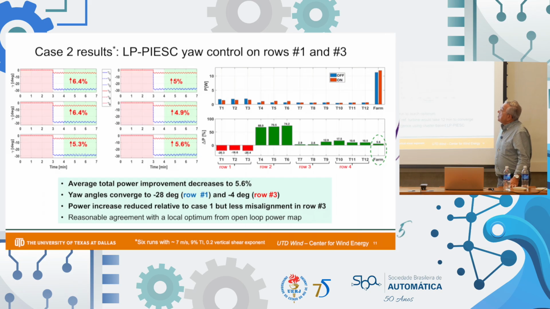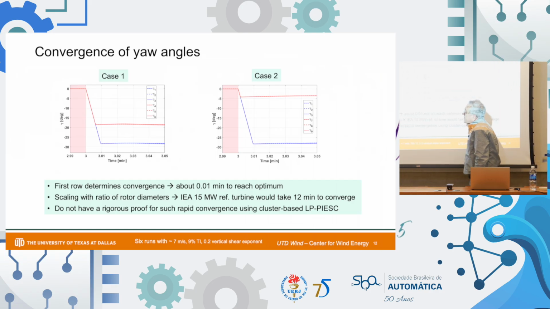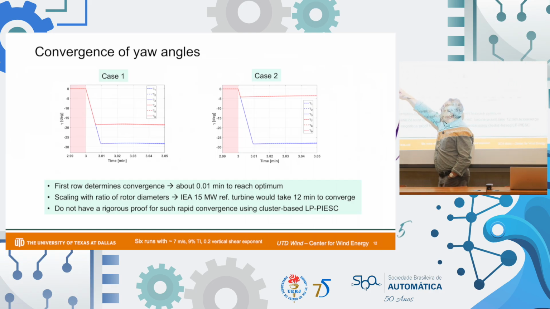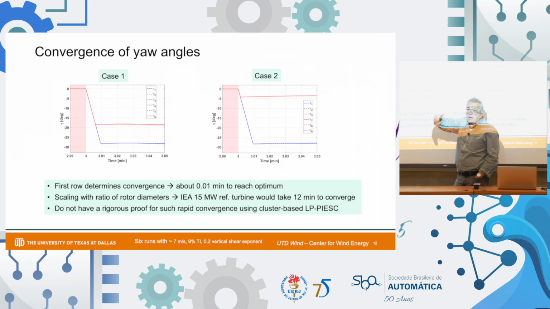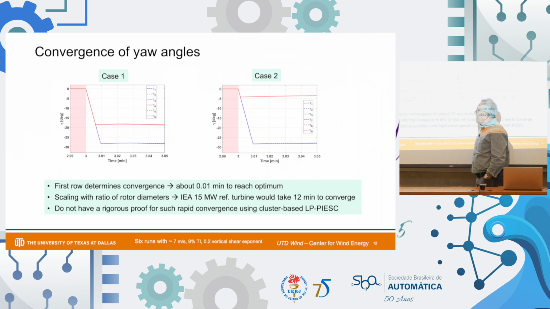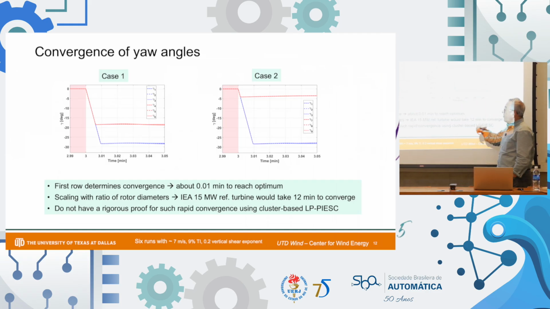These are the convergence of yaw angles, and they are very fast. I mean, these are, of course, at the scale of the wind tunnel, and we need to convert to the actual scale. Typically, that is done by doing a ratio of diameters. So these are 0.2 meters, and a 3 megawatt machine may have 120, 140 meters rotor diameter. So that ratio gives you how to scale the convergence time to the real time.